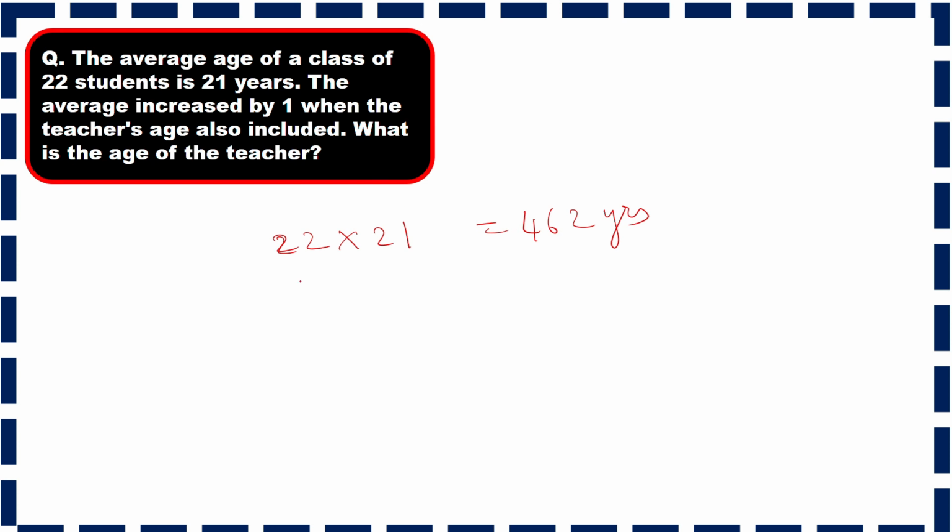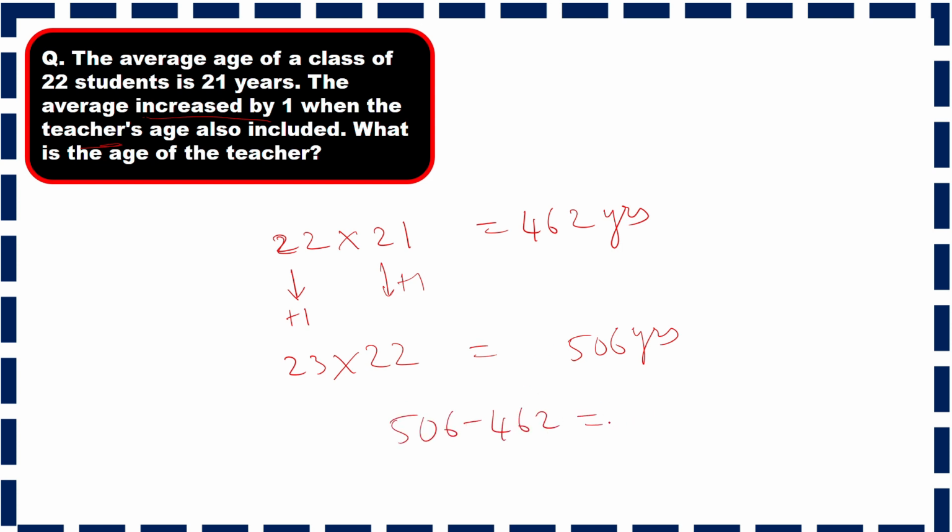But in the second case, what happened? One more person was added, right? Because the teacher got added. So the total number of persons will be 23, and the average also increased by 1. So this one also increased by 1, so 22. So the total number of years is 506 years, right? So just calculate 506 minus 462. This will be equal to 44. So this is the age of the teacher, right?